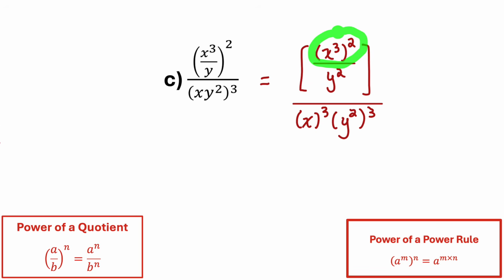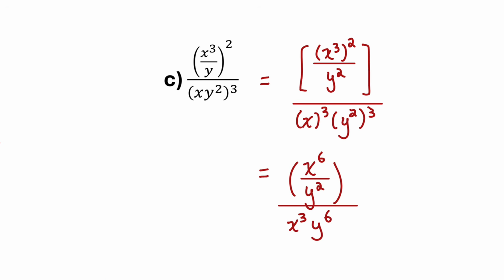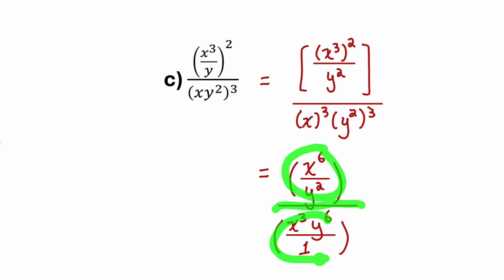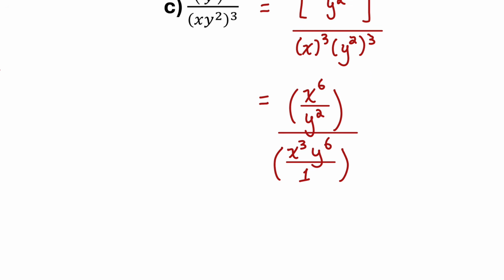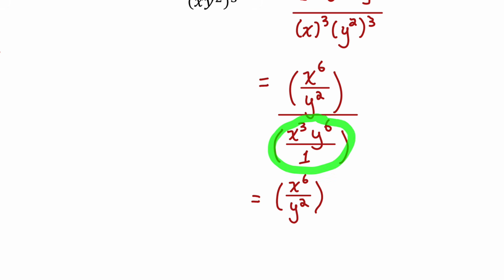X to the power of 3 squared, multiplying those exponents, is x to the 6, and a y squared cubed, multiplying those exponents gives me y to the power of 6. And then it would probably be helpful if we think of this x cubed times y to the power of 6 as a fraction over 1. Because when we have a fraction divided by a fraction, we can rewrite that by keeping the fraction in the numerator the same and multiplying by the reciprocal of the fraction that's in the denominator.